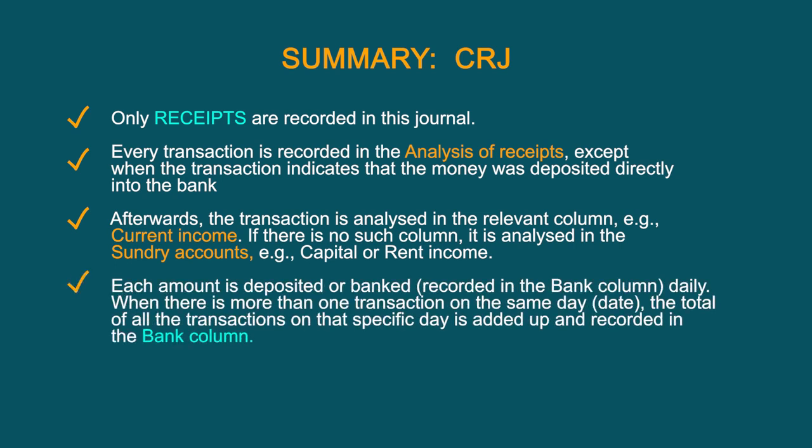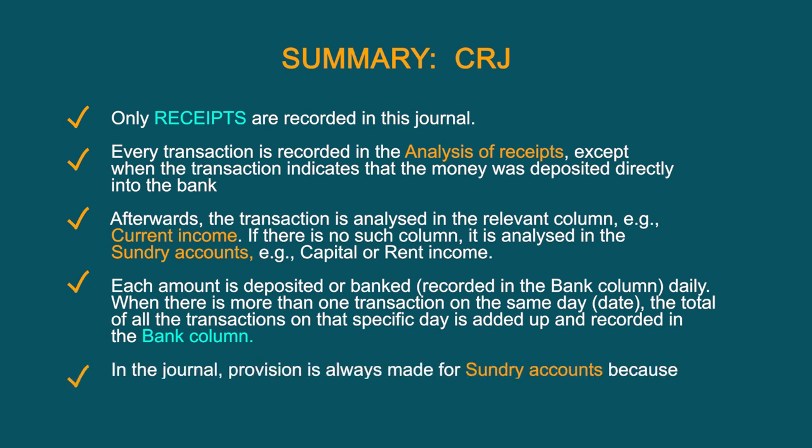Each amount is deposited or banked or recorded in the bank column daily. When there is more than one transaction on the same day, the total of all transactions on that specific day is added up and recorded in the bank column. In the journal, provision is always made for sundry accounts because it is not possible to provide a column for each kind of receipt. All right, grade 8, now this is the summary for the CPJ.